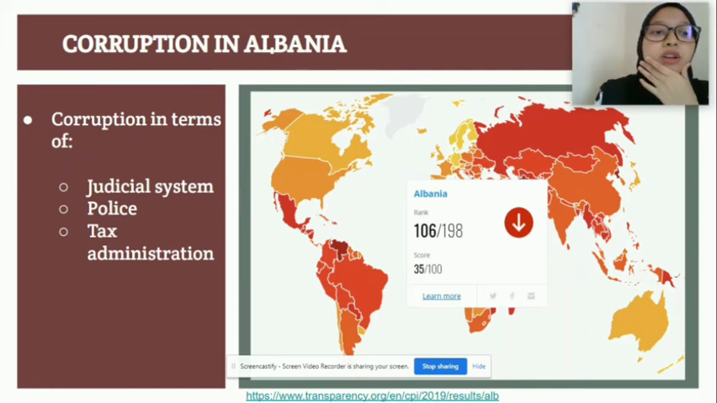In terms of tax administration, tax administration carries a high corruption risk for businesses. Irregular payments and bribes are often exchanged when meeting with a tax official. Some improvements have been made in the tax administration, such as the establishment of an e-filing tax system, but corruption still exists and negatively affects the business environment. So that is for the corruption in Albania.